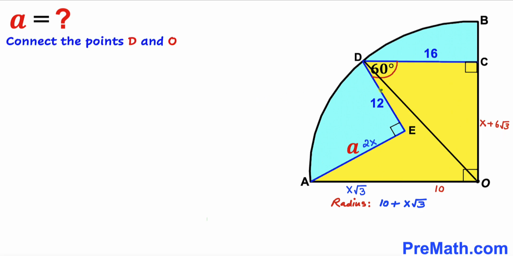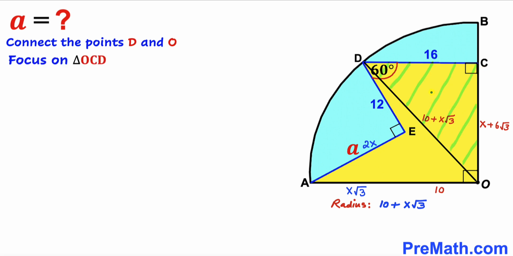Here's our next step. I have connected this center O with point D, as you can see over here. We can see that OD is also our radius, and we know our radius is 10 plus x times square root of 3. So this radius is 10 plus x times square root of 3 as well. Now let's focus on this right triangle OCD, whose side lengths are 16, x plus 6 times square root of 3, and 10 plus x times square root of 3.